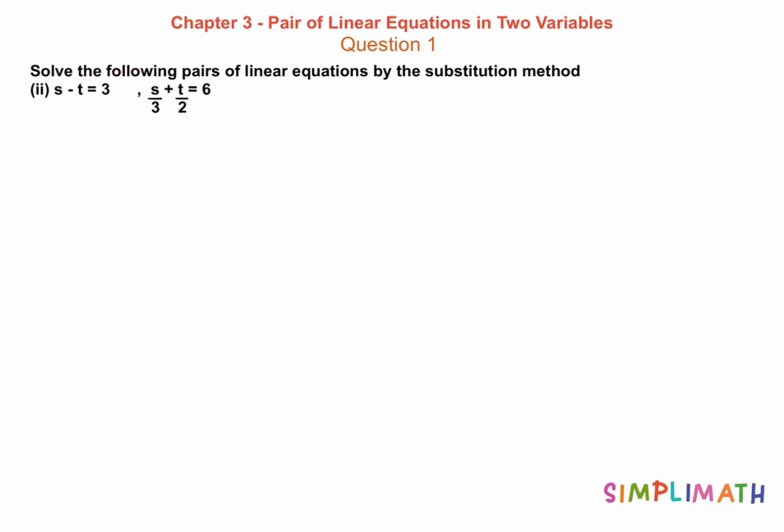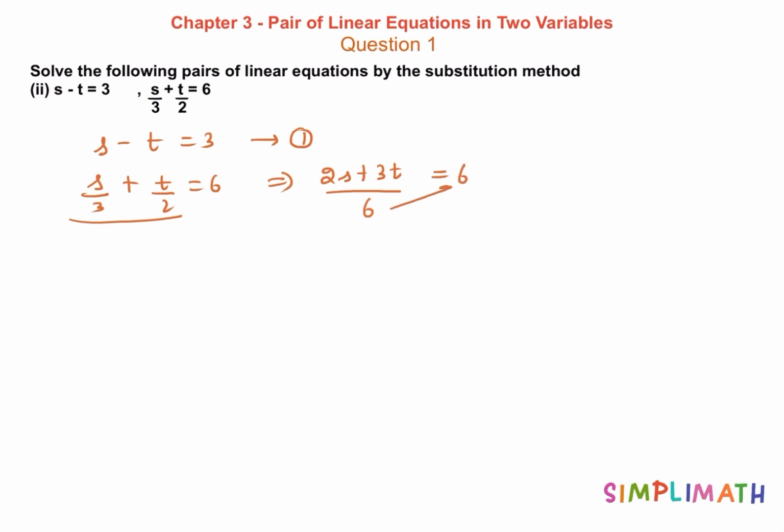Now the second pair of linear equations is s minus t equals 3. This is the first equation, and s by 3 plus t by 2 equals 6. So let us simplify this equation. If we take the LCM of the denominators on LHS, we get 6 and we get 2s plus 3t, which equals 6. Now we take 6 to this side, so we get 2s plus 3t equals 36. Now this is equation number 2.